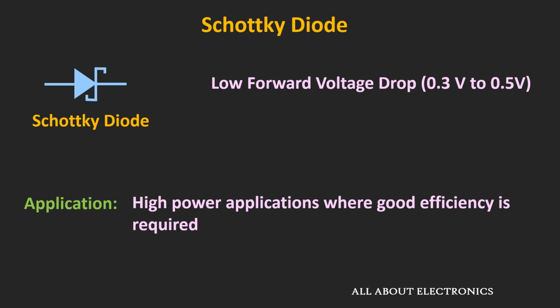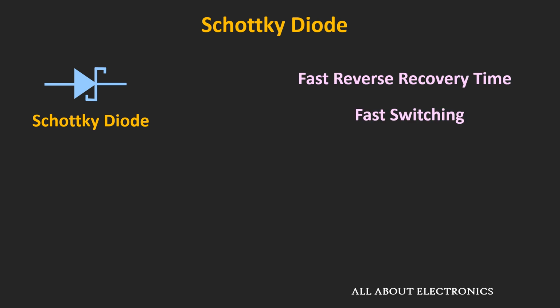Then the next difference is that the reverse recovery time of the Schottky diode is very low. Now if you are not familiar with this reverse recovery time, then don't worry, we will discuss it at the end of the video. But in short, it defines how fast the diode is able to respond to the switching. So basically it is related to the switching speed of the diode. And because of the high switching speeds, the Schottky diodes are used in the fast switching applications, because in such applications the normal diode won't work.